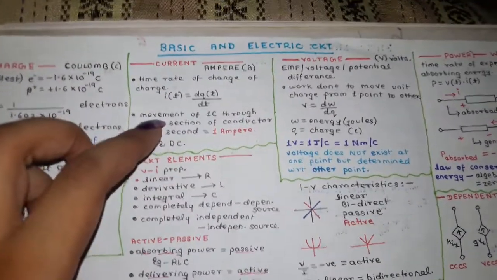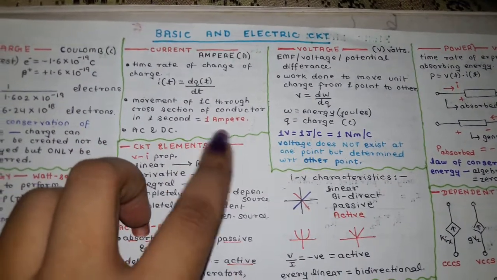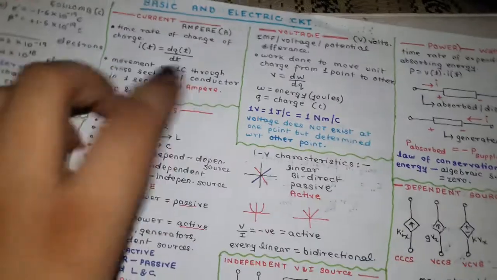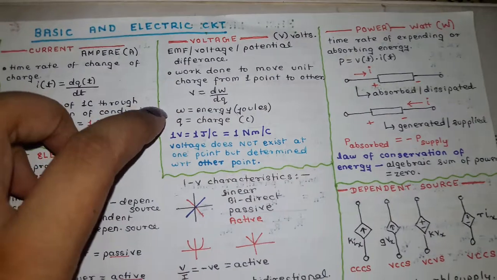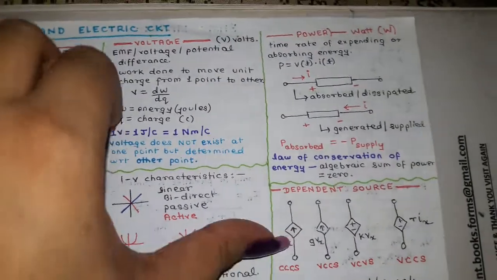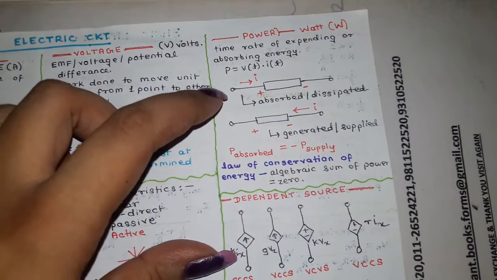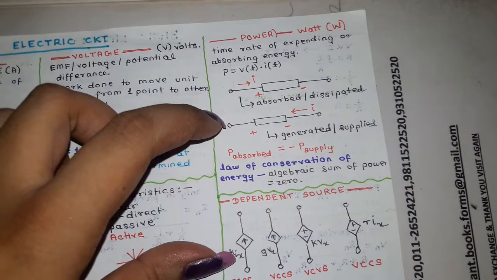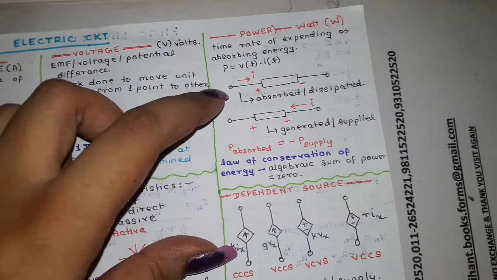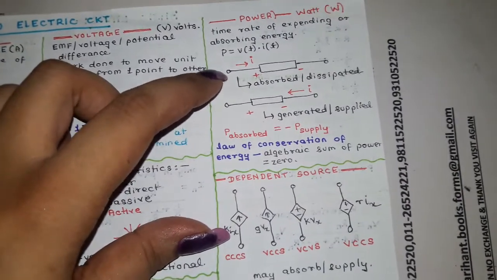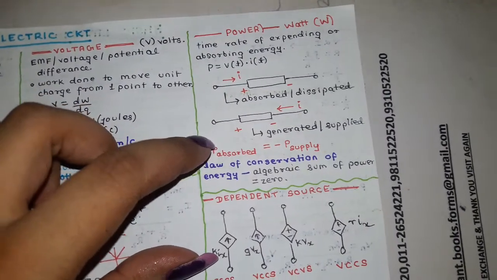Then we have current, ampere, and movement of 1 coulomb through the cross section of a conductor is called 1 ampere, and AC current is there, DC current is there. We are coming to voltage, which is work done to move unit charge from one point to another, and some basic formulas and relations. Then we have power. An important thing is the direction of currents, because this is the place where we make mistakes and get the wrong answer. So make sure that you remember what convention should be taken where. Direction of current matters the most, so this is the thing you should probably focus on more.